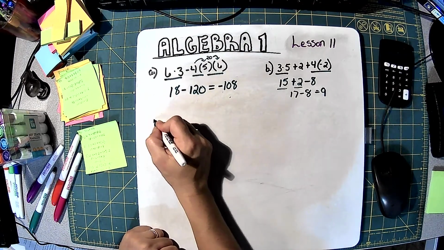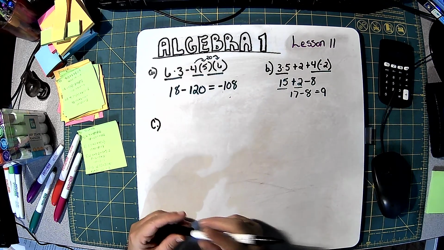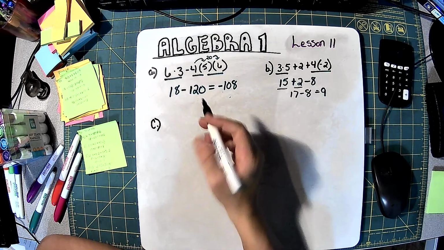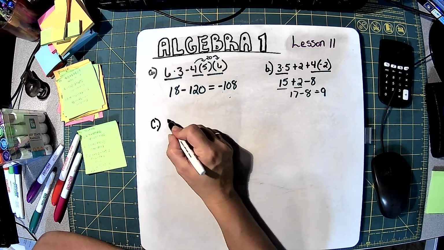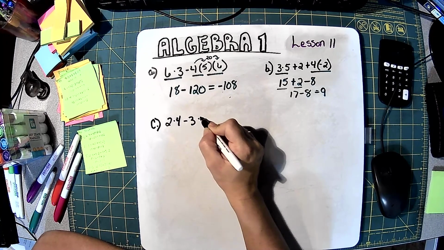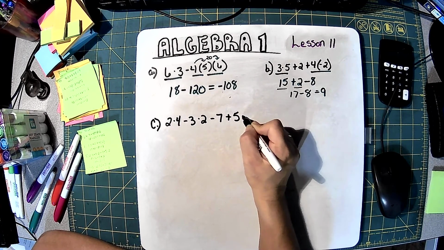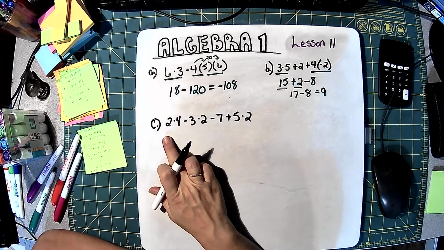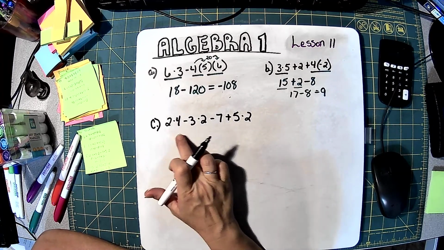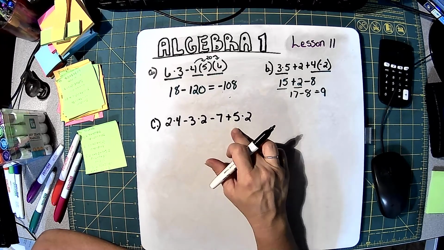All right, C. And I encourage you to not just put the answers alone on your paper. Write the problem out. It's a lot easier if you write it out. You cannot do it just looking at it. 2 times 4 minus 3 times 2 minus 7 plus 5 times 2. That's a long one. Let me double check and make sure I wrote this down right. 2 times 4 minus 3 times 2 minus 7 plus 5 times 2. Yep.